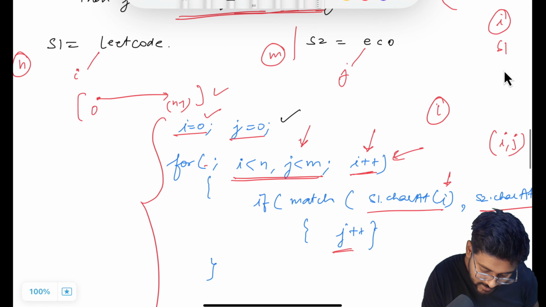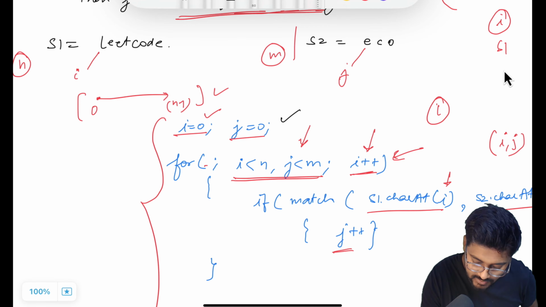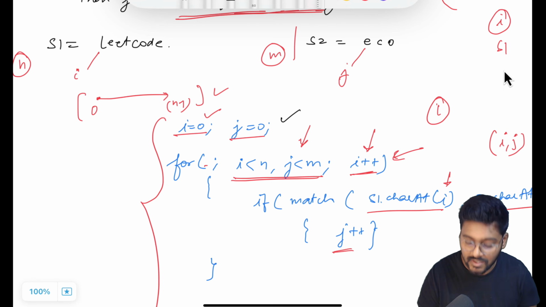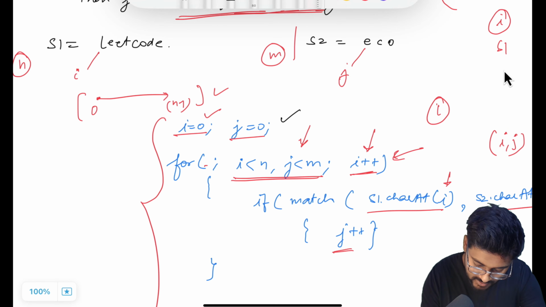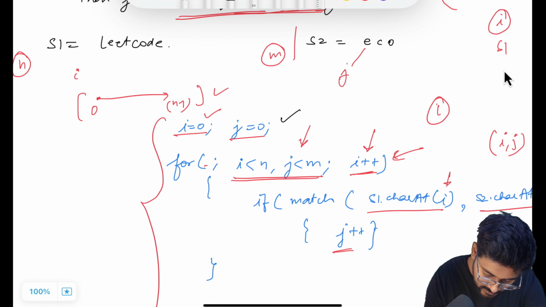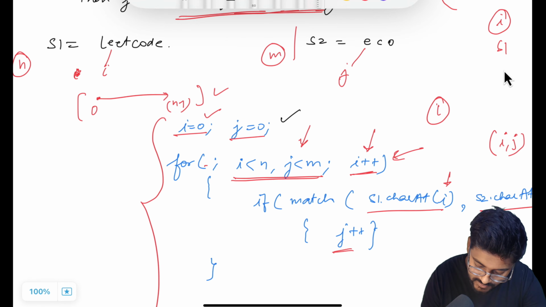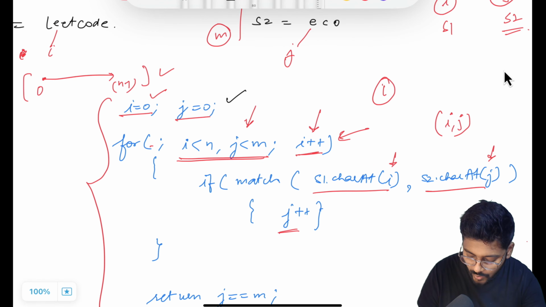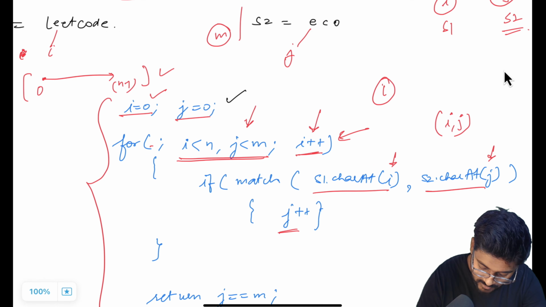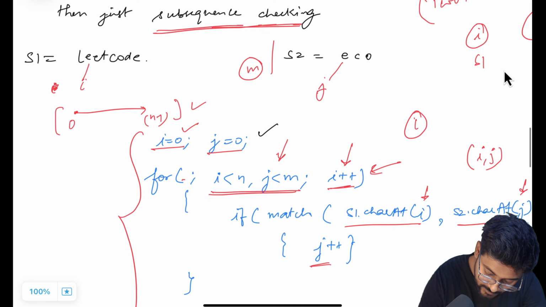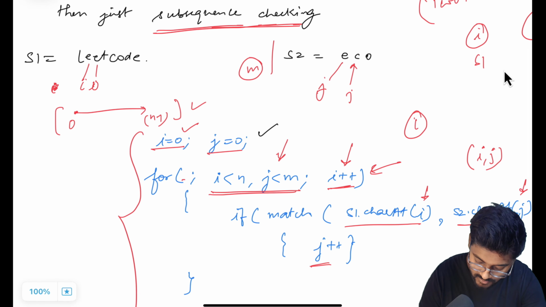Now the character at i is L, character at j is E. Both are not same. If not same, just do the next iteration. Next iteration is when i is pointing to this character. Now character at i is E and character at j is E. Both the characters are same. Now I will increment j. So j will be incremented, and i is already getting incremented because it is part of the iteration.